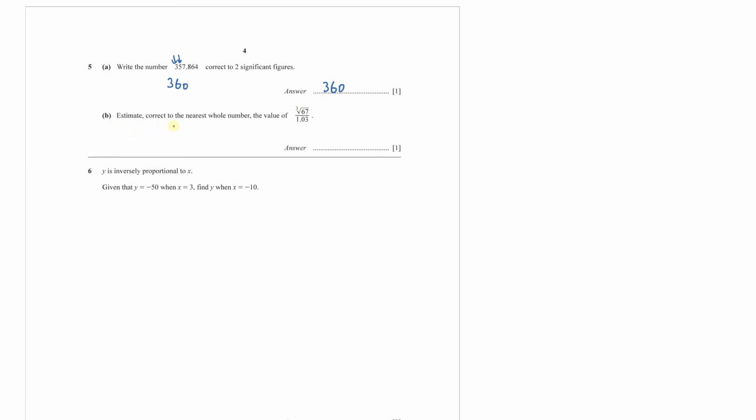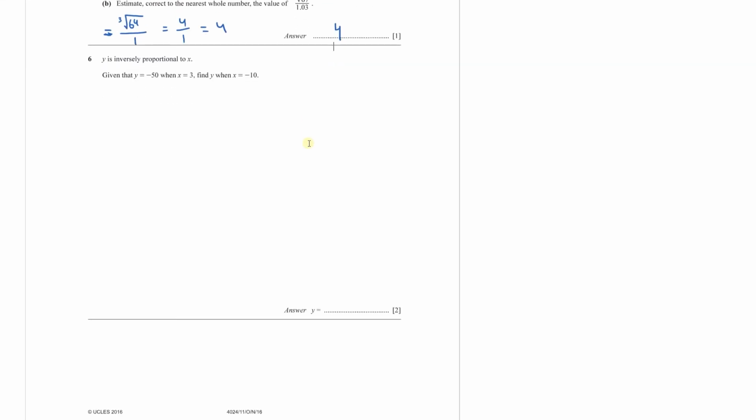Part B is estimate correct to the nearest whole number the value of cube root of 67 divided by 1.03. Since you have to estimate, you can check the closest cube that is closest to 67 so that you get a whole number here. So you can estimate it as cube root of 64 because we know that this is a whole number. Cube root of 64 is 4. And then you can also estimate the denominator. 1.03 can be written as 1. So cube root of 64 will give you 4 over 1, which is 4.